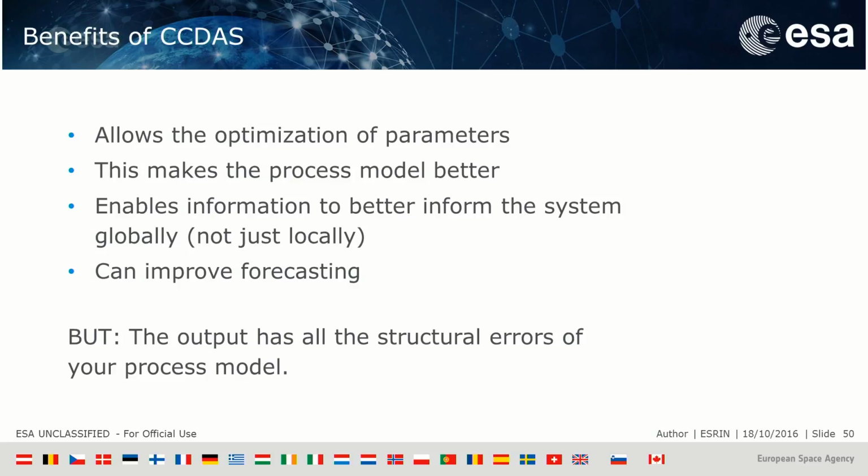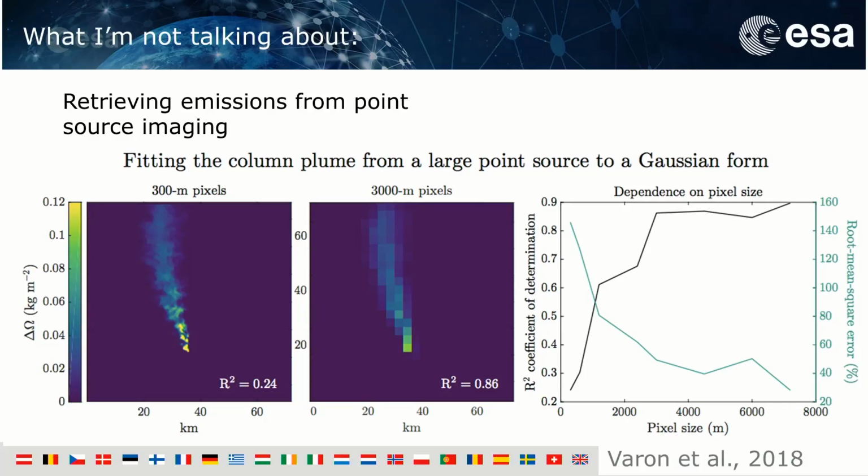So you can optimize parameters. It improves your process models. It enables information to better inform the system globally and not just locally, and it can improve your forecasting in terms of climate prediction. But the output has all of the structural errors of your process model, right? The one nice thing from the pure atmospheric inversion is you're not getting things wrong because your process model is wrong. And this is going to be really tied to what's under the hood in your process model.